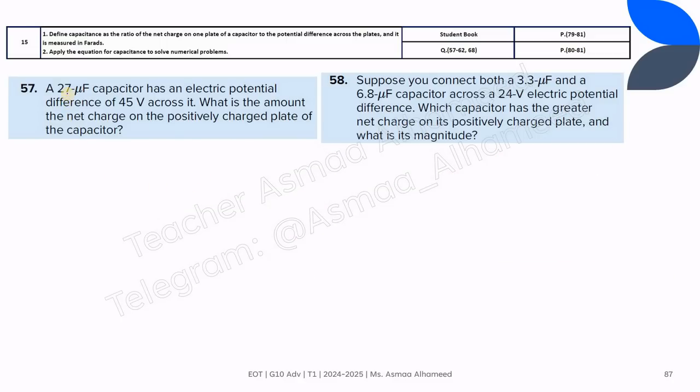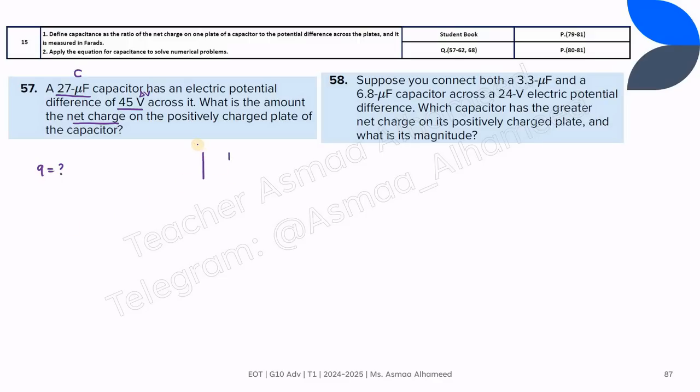Here we have a question. A 27 microfarad capacitor, so this is C, has an electric potential difference, so this is delta V, across it. What is the amount of net charge? So you need to calculate what is Q on the positively charged plate of the capacitor.